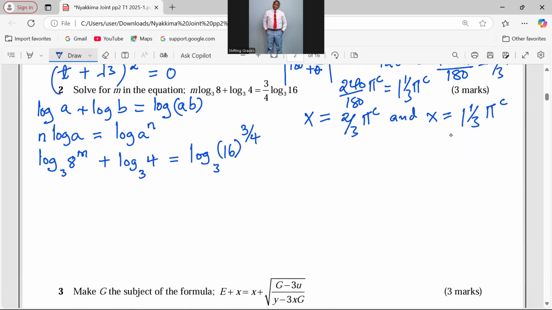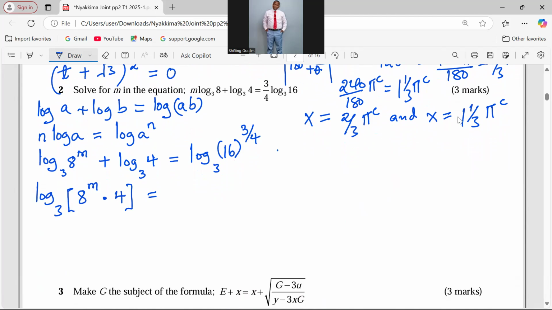Now, it's good for you to know that at this particular stage, we can apply the first law, whereby we will say we have the log to base 3 of 8 power m multiplied by 4. This is equal to, now applying the laws of logarithm on my right hand side, I'll be taking 16, then I obtain the fourth root, then I raise to power 3.